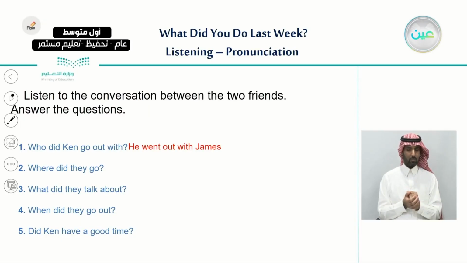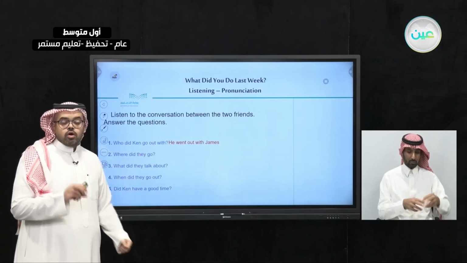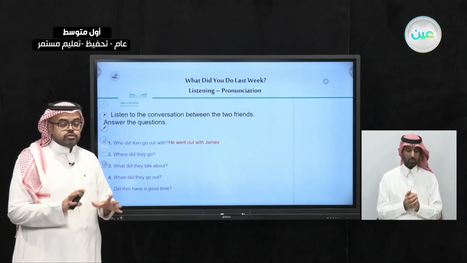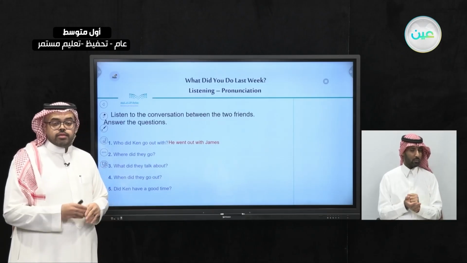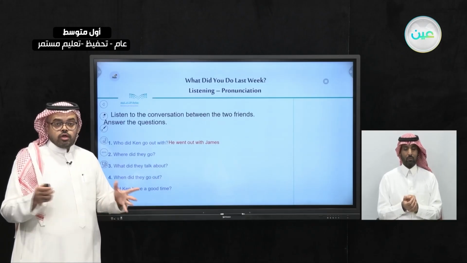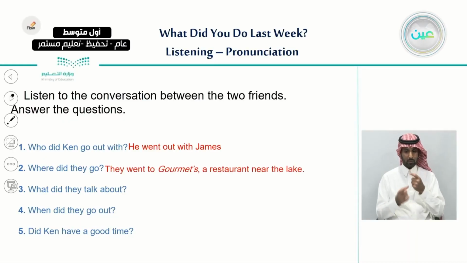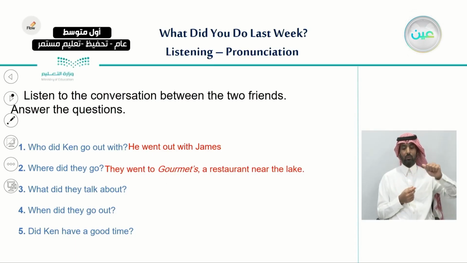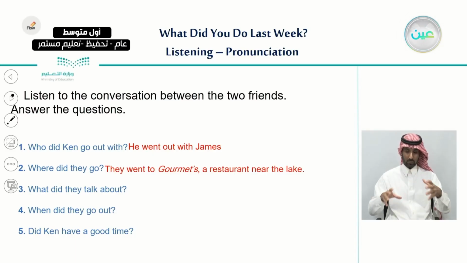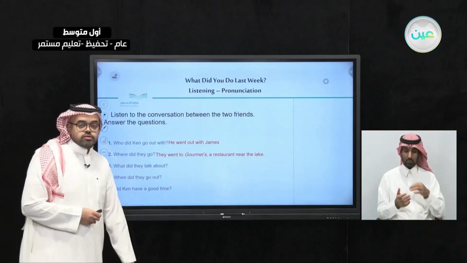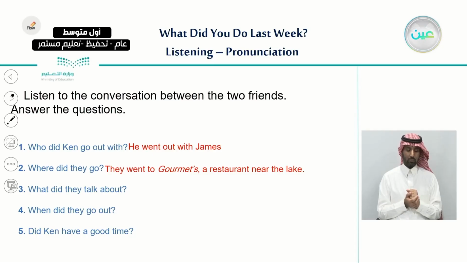So number two, where did they go? Ken and James went out to a certain place. Do you remember what that place is? Very good. So the answer is they went to Gourmet's, a restaurant near the lake. So Gourmet's is the name of that restaurant. Question number 3.